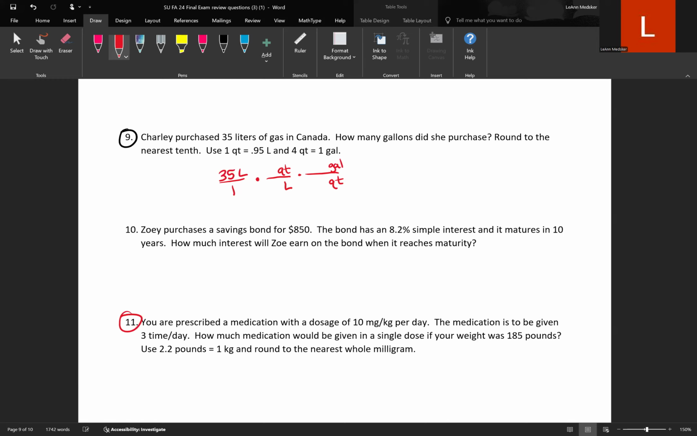So once you have all your units labeled out, you can put your numbers in. This is the 0.95 per 1 quart. This is 4 quarts per 1 gallon. Then we're going to take our calculator and work this out. I'm doing this off screen, so you'll need to do it on yours. This would be 35 divided by 0.95, and then we take that answer and divide that by the 4, because that's also in the bottom. Then round to the nearest tenth, we would get 9.2. And this is supposed to be gallons.